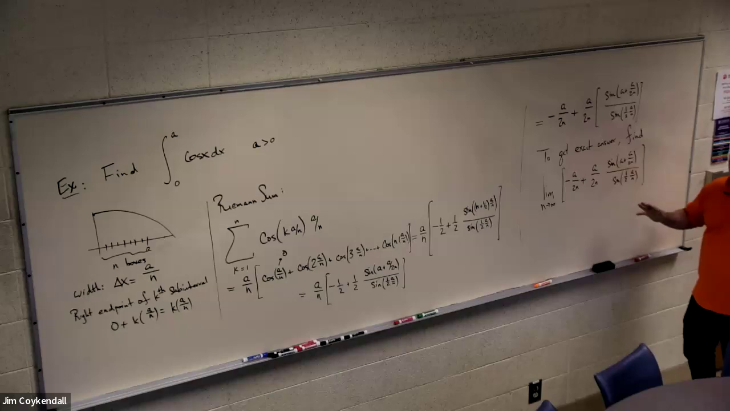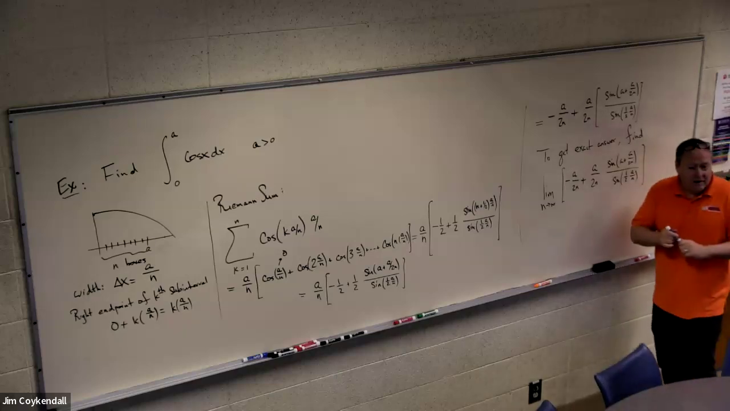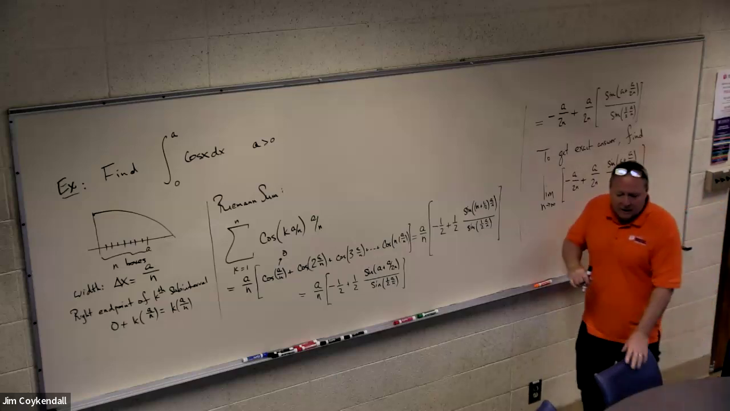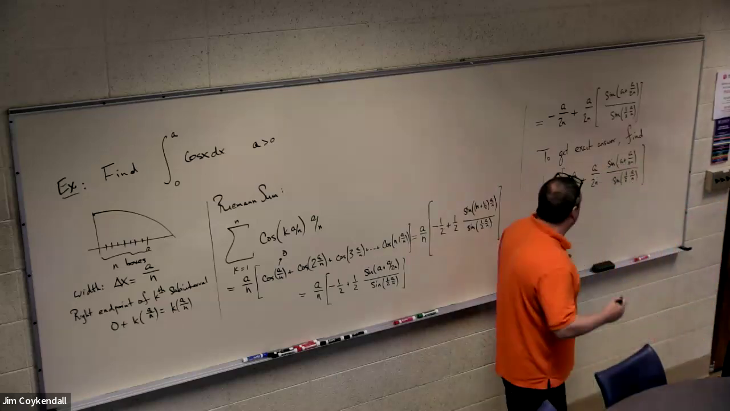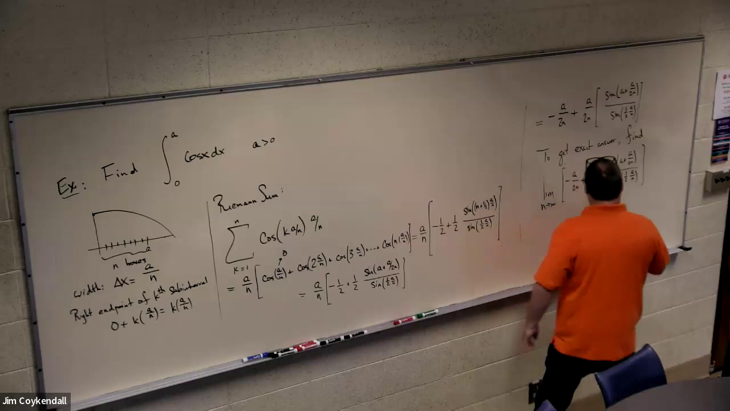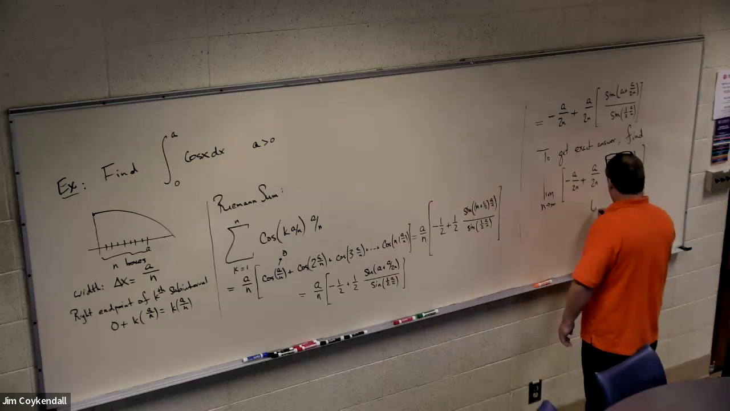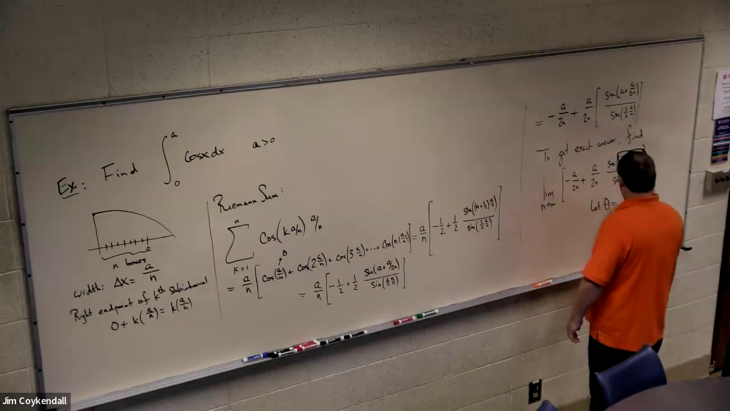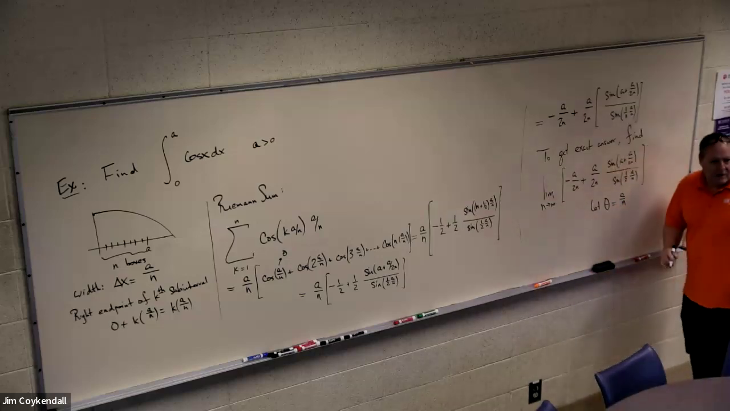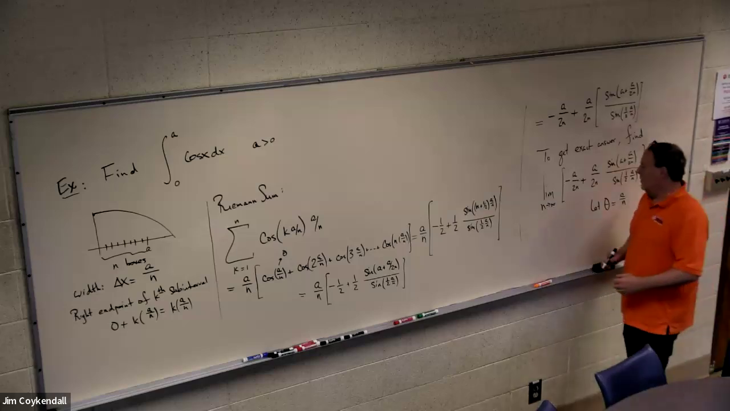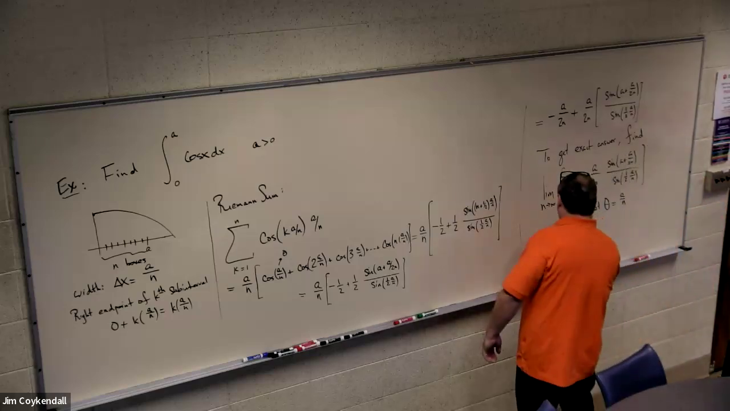This is already indeterminate. We can straight up use L'Hôpital's rule if you want, but I'm going to show you a kind of trick that is sometimes okay. I don't know if you all ever do this. This is useful. Let's let theta be A over n. So everywhere I see an A over n, I'm going to replace it with theta.